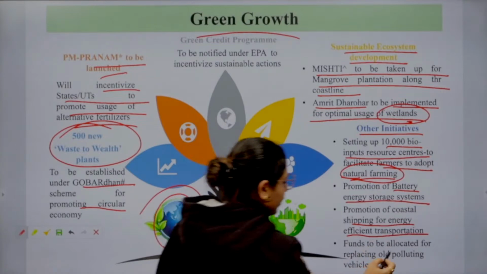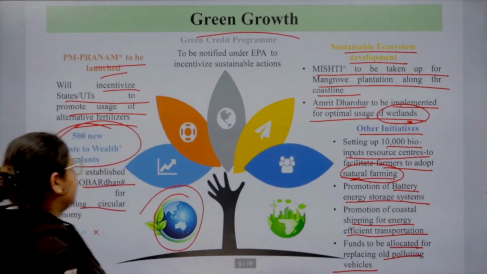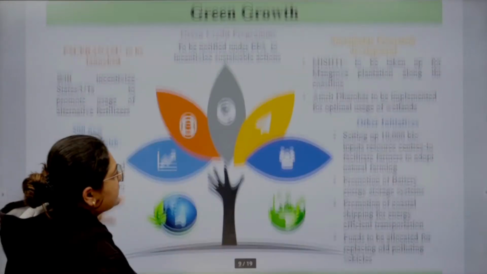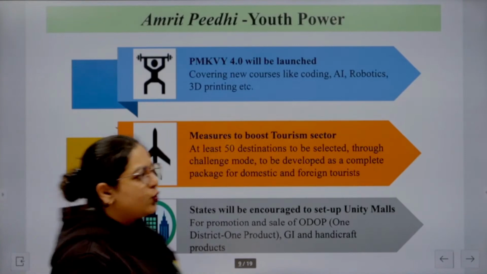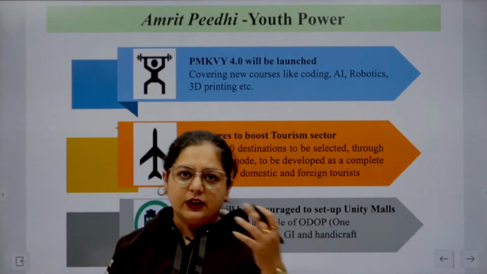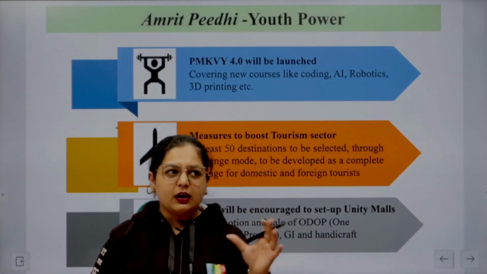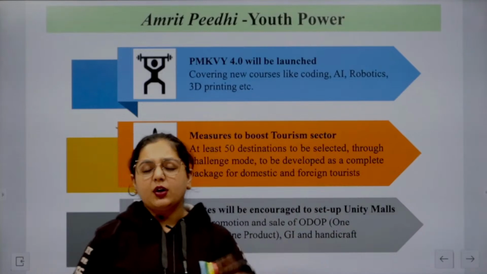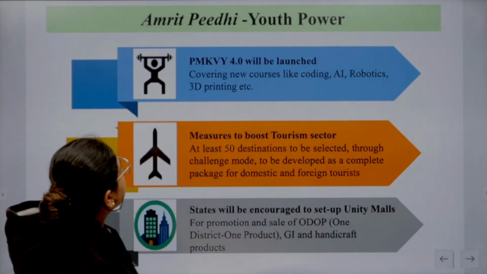The funds to be allocated for replacing the old polluting vehicles, right? So we even have all the scrap policies, again the national scrap policy, which is to calculate the scrap value of older vehicles of the age more than 10 years, more than 15 years. So again, you can get your vehicle valued through the government scrap centers, right?